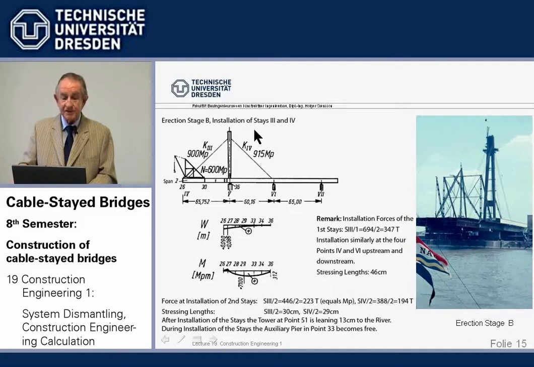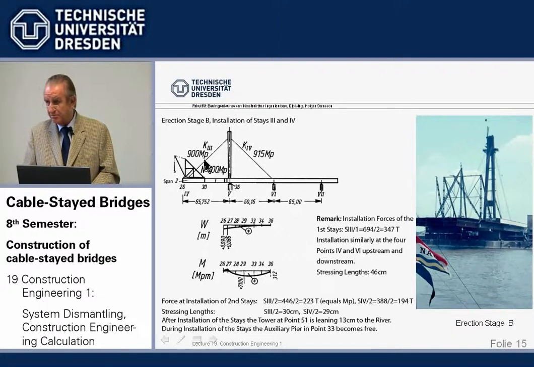Now, next system, B. We have just installed the forward cable and the backward cable. And we know the force here. It's a little older publication, so excuse me, use megapond or tons. If you take 100 off, it's meganewton, whatever you prefer, or 10 to it's kilonewton. So it's 900 tons or 9 meganewton is the force in this cable, and 915 tons megapond it is in this cable.